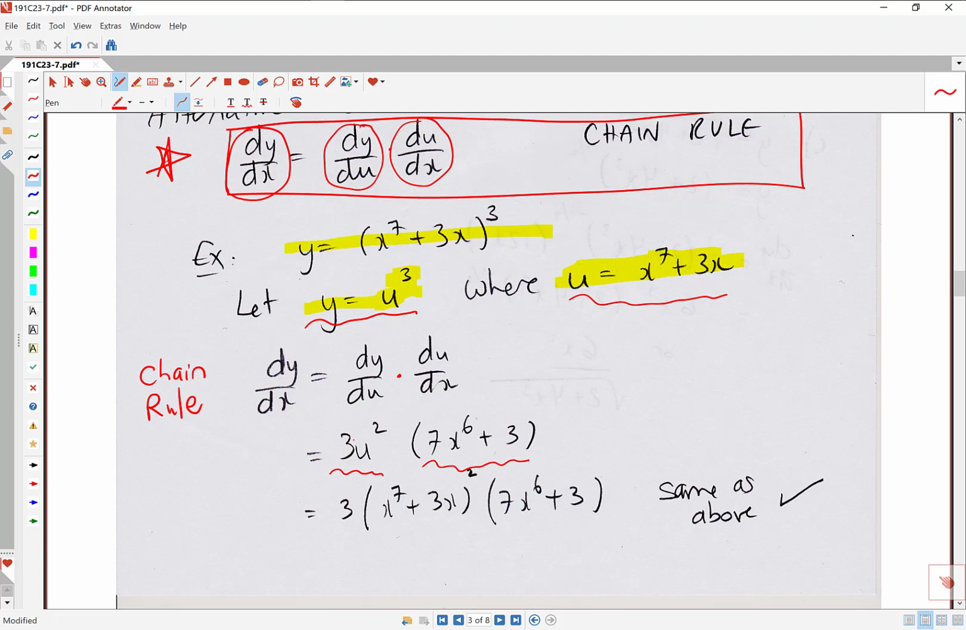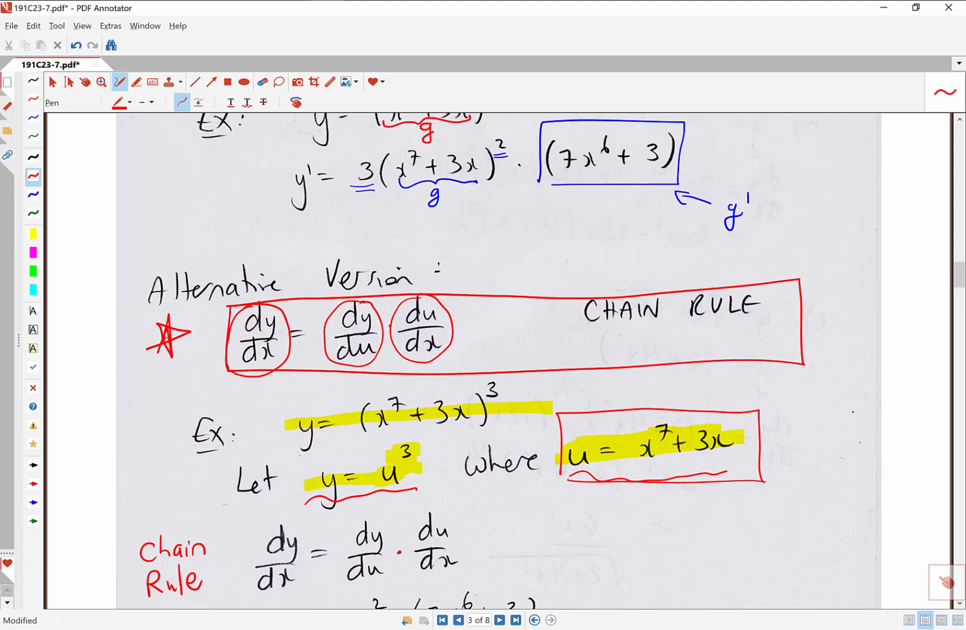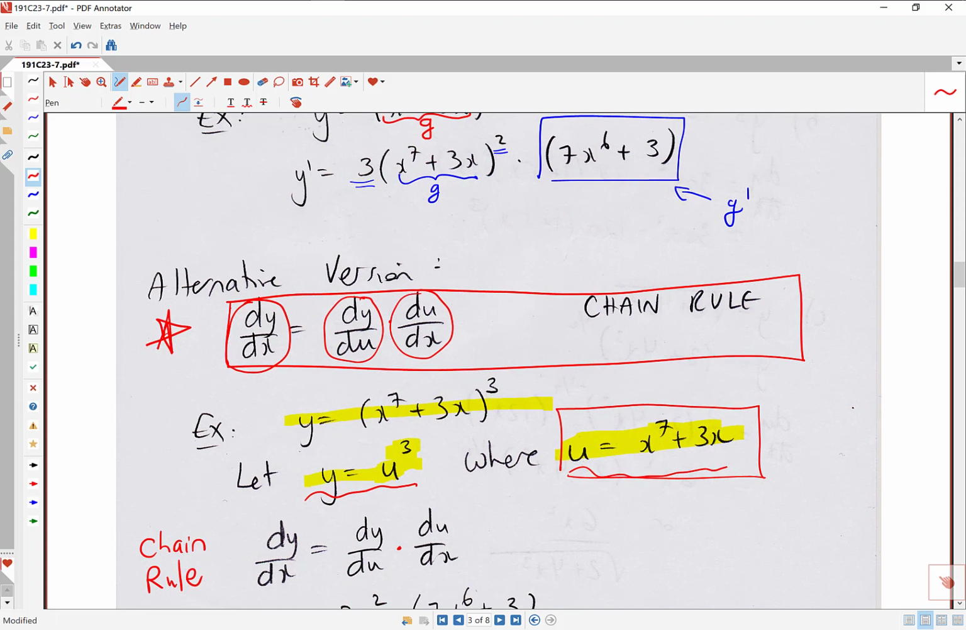So at this point, it looks a little different than our previous answer, but remember what u was. u was x to the 7 plus 3x. So if we put everything back in the language of x now, we get 3 times x to the 7 plus 3x all squared times 7x to the 6 plus 3. So that is the same answer that we had up at the top of the screen from the first version of the chain rule.